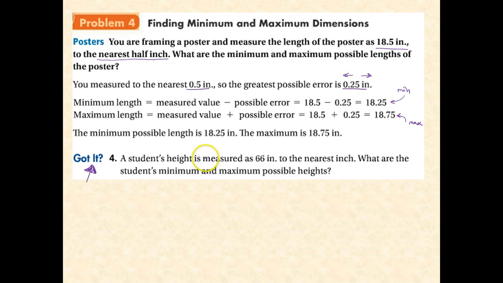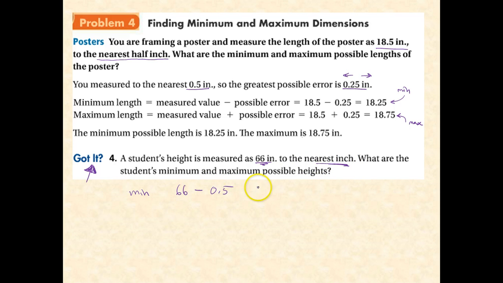Anyway, a student's height is measured as 66 inches to the nearest inch. What are the student's minimum and maximum possible heights? Well, the minimum is going to be 66 minus the possible error. If you're rounding to the nearest inch, the most you can be off by is a half an inch.